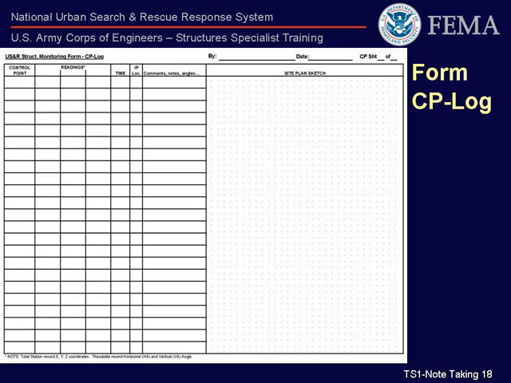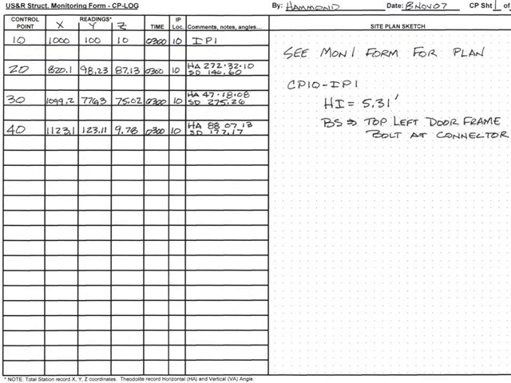The CP log form is used to document additional measurements of the control points. These measurements are taken at sporadic intervals to validate that the grid coordinate system is still valid. Slight displacement in these measurements will also assist the STS in determining if displacement in the monitored hazard is the result of a shift in the coordinate system. Here is a filled-out example of the use of this form.